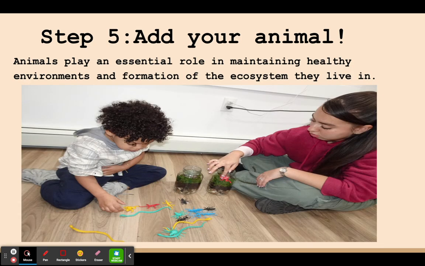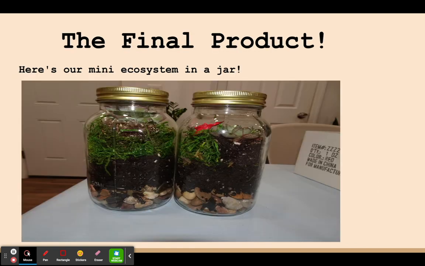For step 5, you can add your animal. Animals play an essential role in maintaining healthy environments and the formation of the ecosystems that they live in. Here's the final project. Here's our mini ecosystem in a jar.